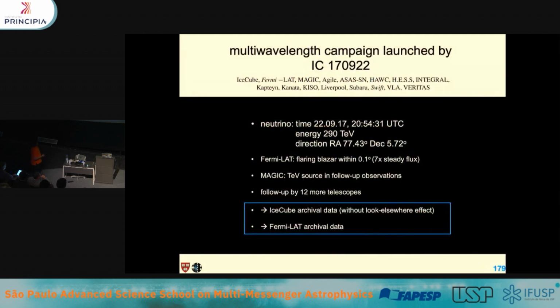Okay. So what we did is we published this paper, which was multi-wavelength observations of the IceCube event. But then what we also did is look at IceCube archival data. So now that we knew that that event was most likely an astrophysical source, we went back to our data and said, is there anything weird happening in that region that we maybe did not see before?